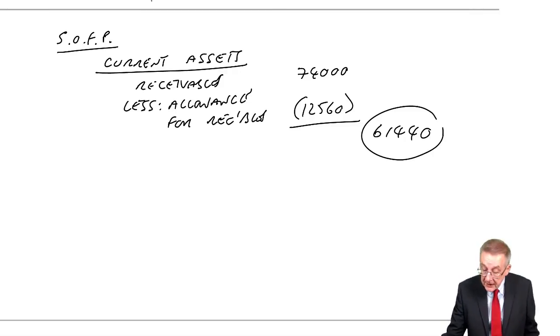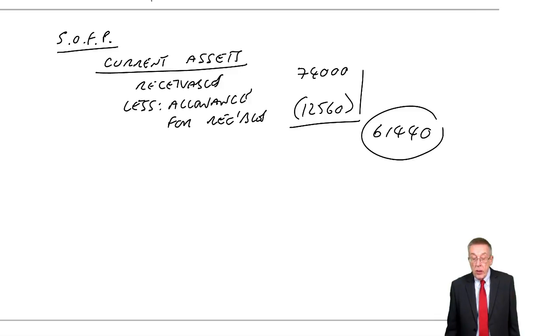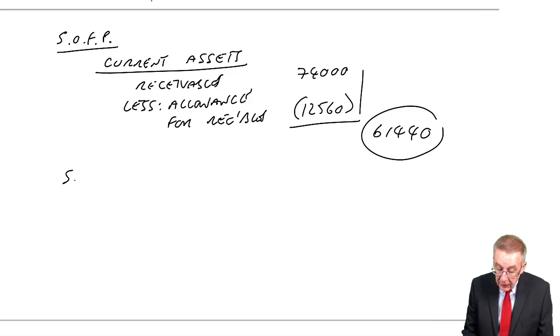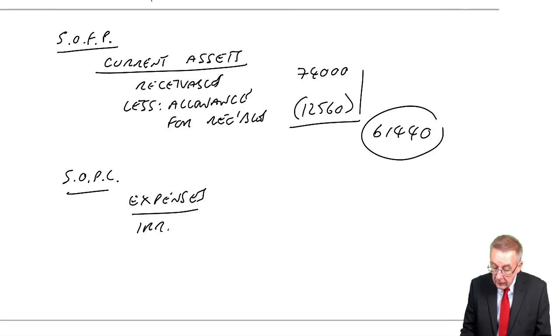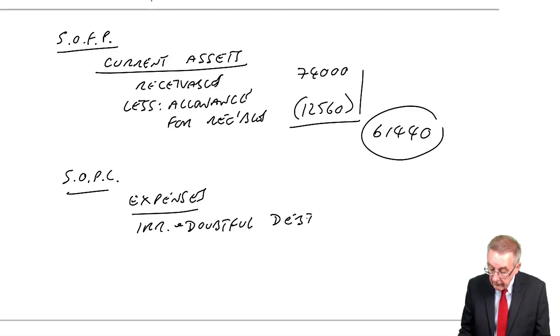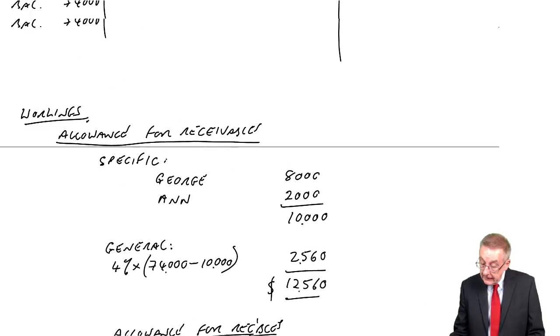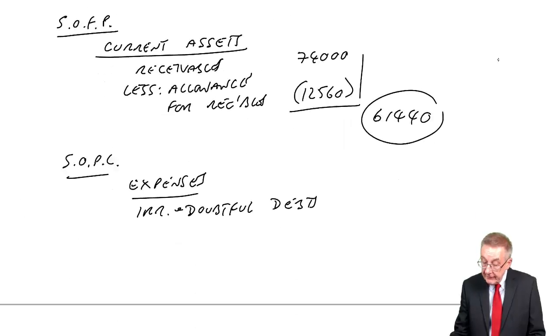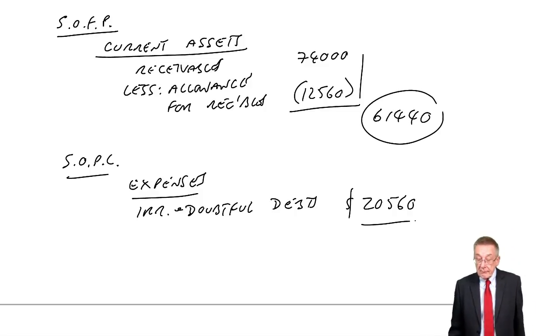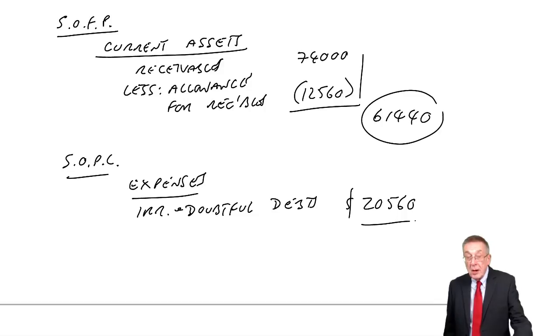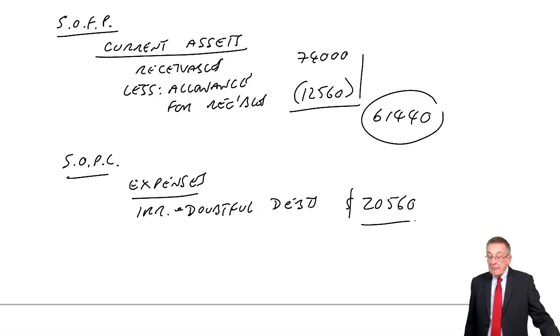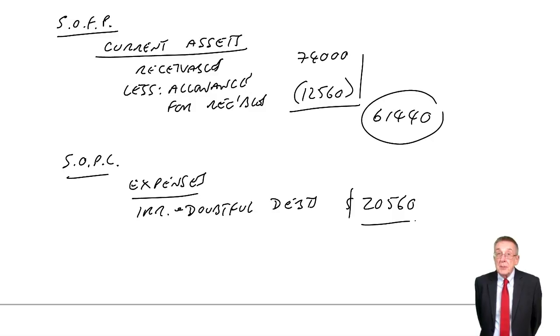But we must show that breakdown. And of course, on the statement of profit or loss, under the heading expenses, with irrecoverable and doubtful debts, what was the total? 12,560. And there we are. So I hope no problem there with the debits and credits. Although, again, it's the final presentation that's the most important.